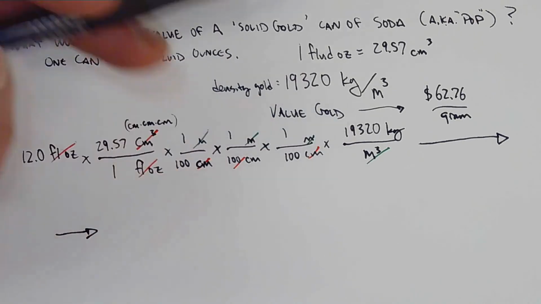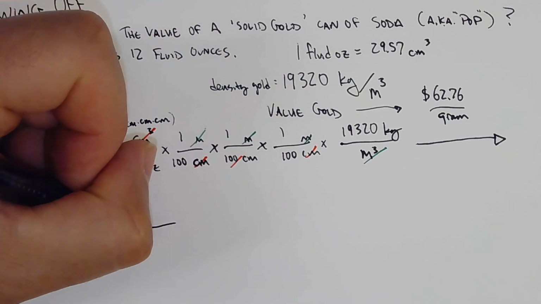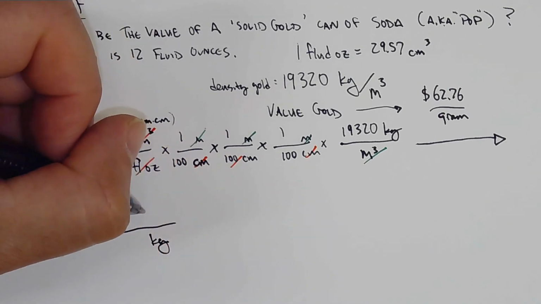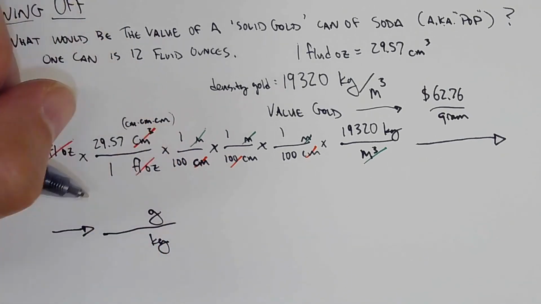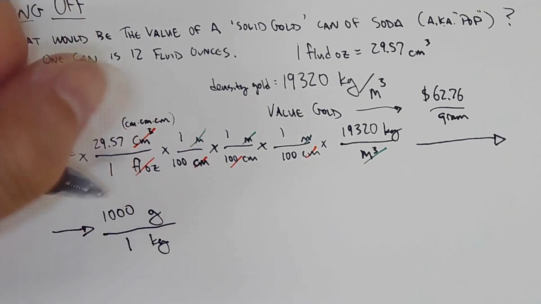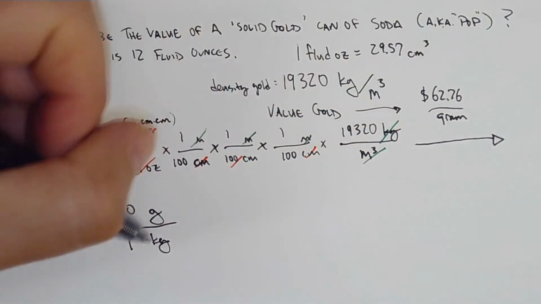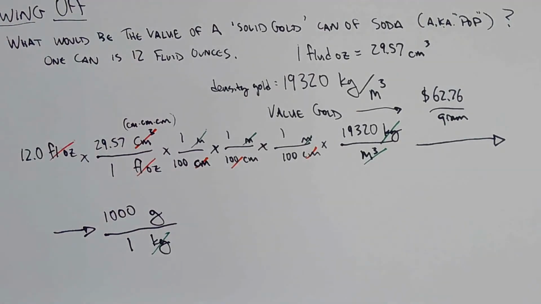So I'm going to go kilograms. Kilograms is on the top, so I want kilograms on the bottom of the next fraction, and I'm going to want to convert it over to grams. And again, if you don't know, now you do. There's 1,000 grams per kilogram. So in this case, kilograms cancel with kilograms, leaves us with grams.